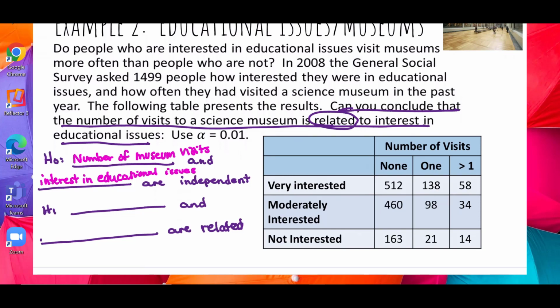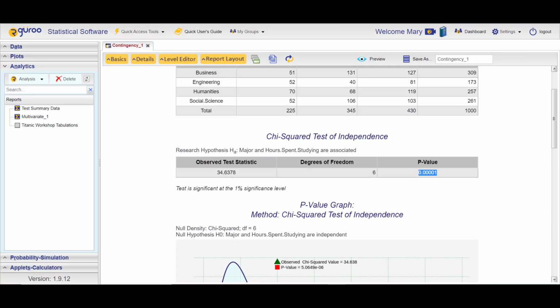All right, so number of museum visits and interest in educational issues are independent, and number of museum visits and interest in educational issues are related.